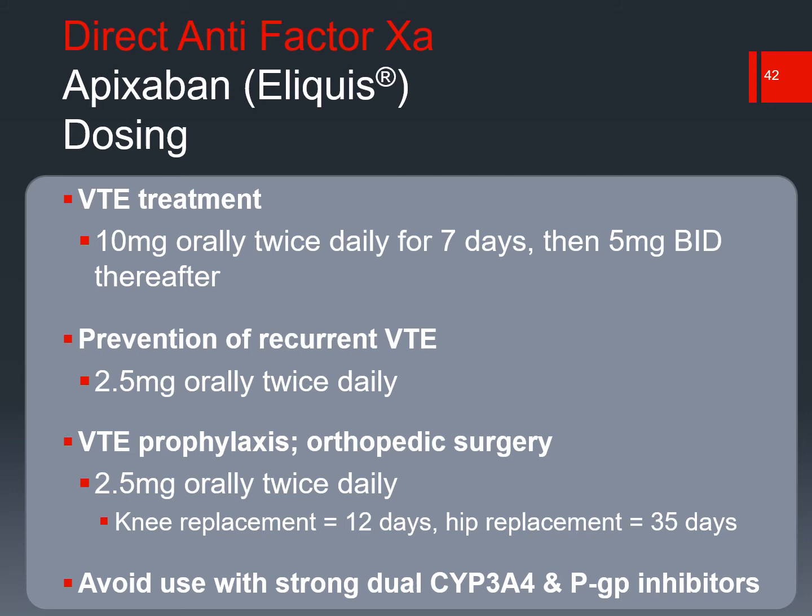So in that case, with orthopedic surgeries for knee replacement, we can give apixaban 2.5 milligrams orally twice daily for up to 12 days, according to the labeling. And if it's a hip replacement, we extend that duration out to 35 days. With VTE dosing, we do have an avoid use warning when patients are already using a strong dual CYP3A4 and PGP inhibitor.